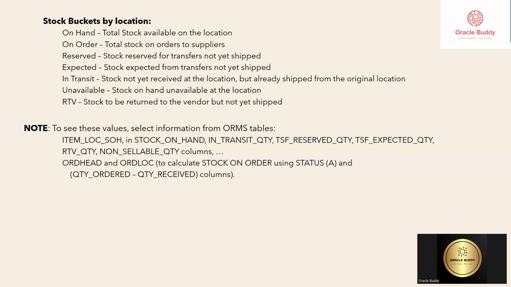Note, to see these values, select information from the MFCS tables, item log SOH, in the stock on hand, in transit, transfer received quantity, transfer expected quantity, RTV, and non-sellable columns. Use ordhead and ordloc to calculate stock on order, using status A, quantity ordered minus quantity received.